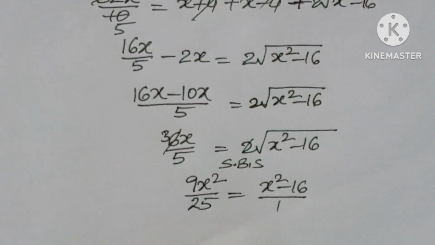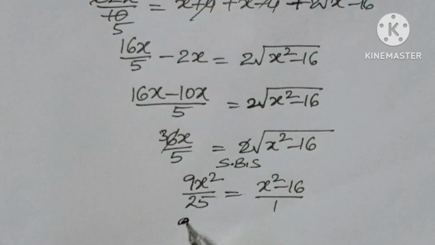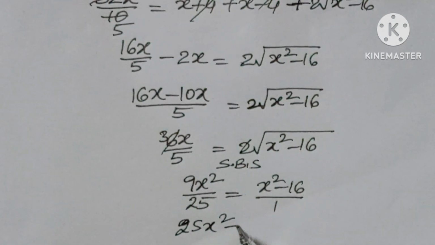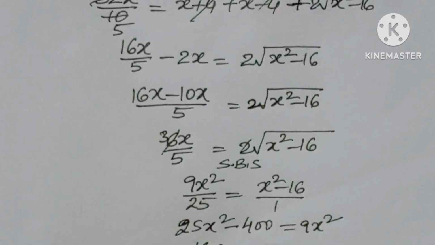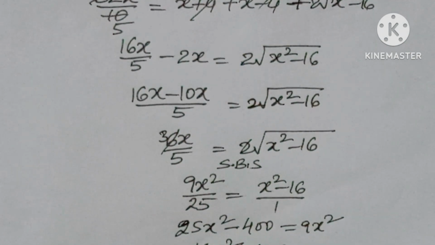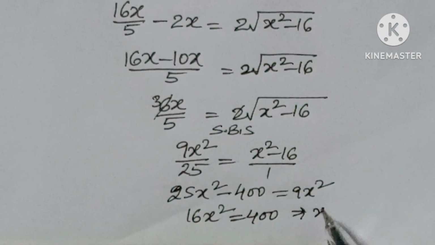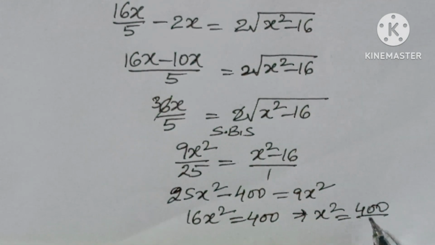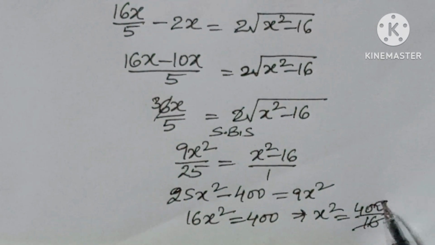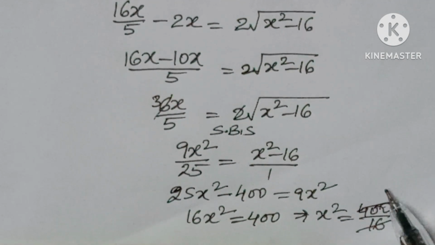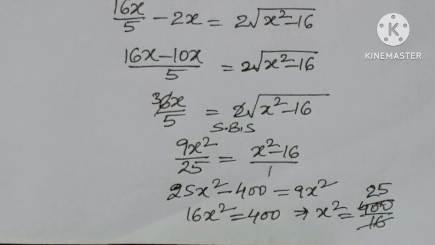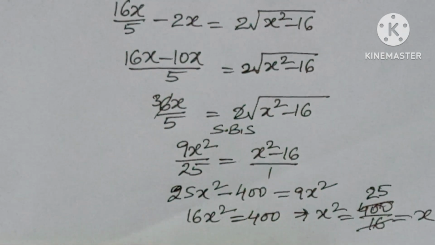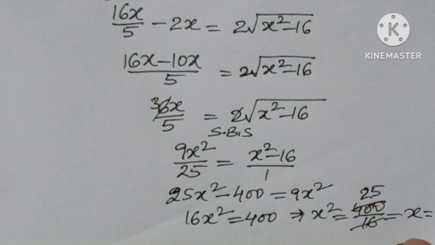Now if you cross multiply, you will get 25x square minus 400 equal to 9x square. So if you subtract x square, 16x square is equal to 400. So x square will be 400 by 16. So here 16 times 25 you will get 400. So here x value is square root of 25, you will get 5.